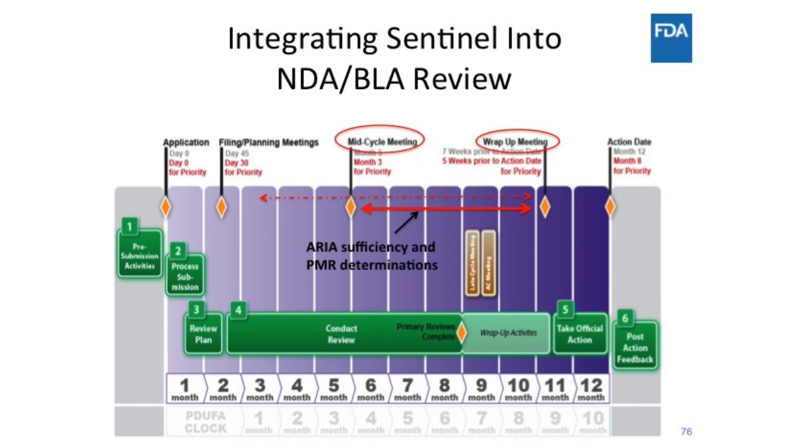I've superimposed on this diagram two red lines towards the top, and the dashed line is intended to indicate the period during the review process in which Sentinel analyses could be used to augment the information that's contained within the application. And the solid line, which is between the mid-cycle and the wrap-up meetings of the review team, indicates the period of time when the review team will be having more intense conversations about particular safety concerns and conducting this assessment or determination of the sufficiency of ARIA to address that safety concern.